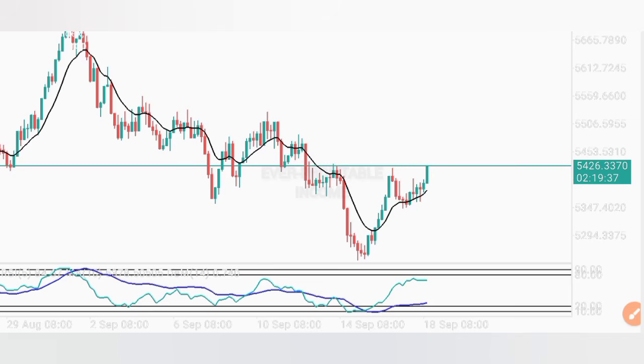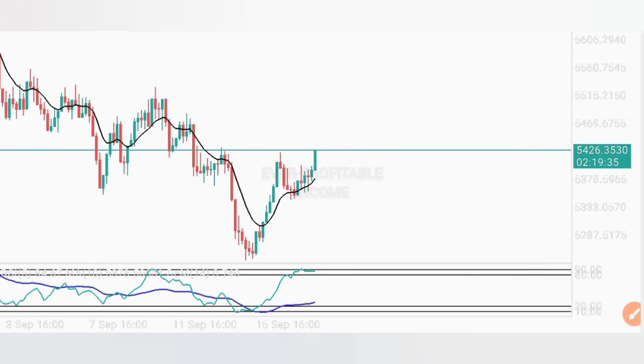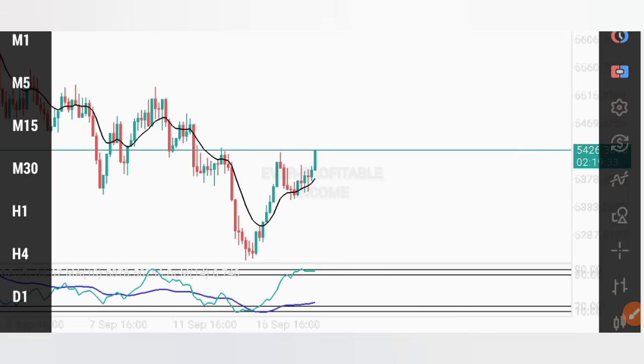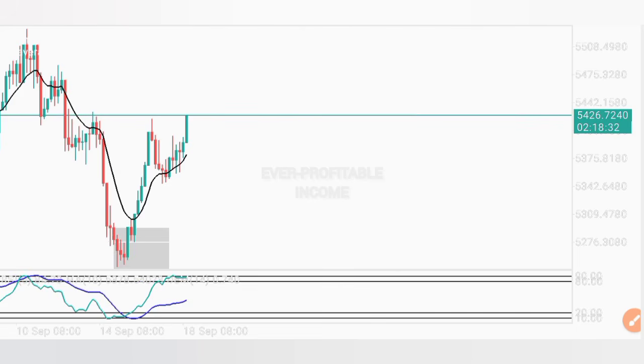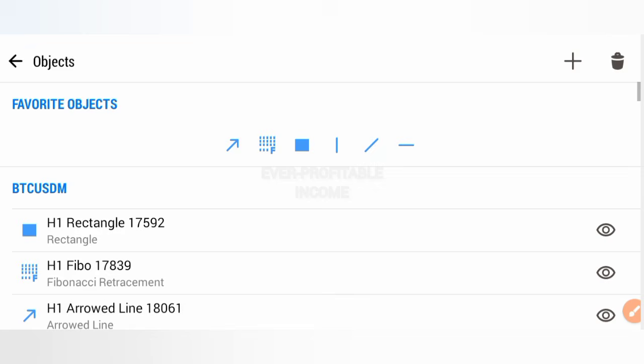So after identifying, let me mark it out. I want to mark out the very zone at which this interception occurred in the 4 hours time frame. Let me use my shape. So after marking out that zone on my chart, I'm going to mark it out on my indicator window as well.